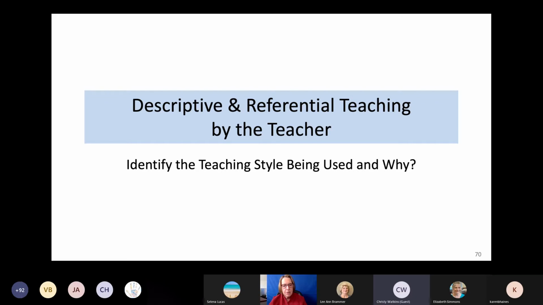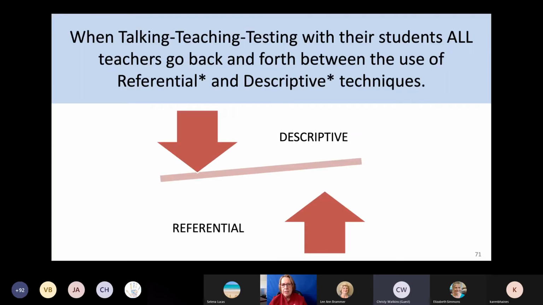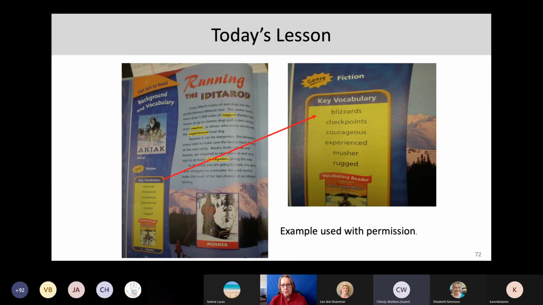And again, these are terms that were first coined by Bruce Baker. So we need to identify these different teaching styles. They all go back and forth between them. Sometimes descriptive teaching is the way we need to go. Other times referential teaching is the appropriate strategy. So it's not that one is good and the other is bad. There's a plus and minus, and all teachers all day long are juggling between referential and descriptive teaching.